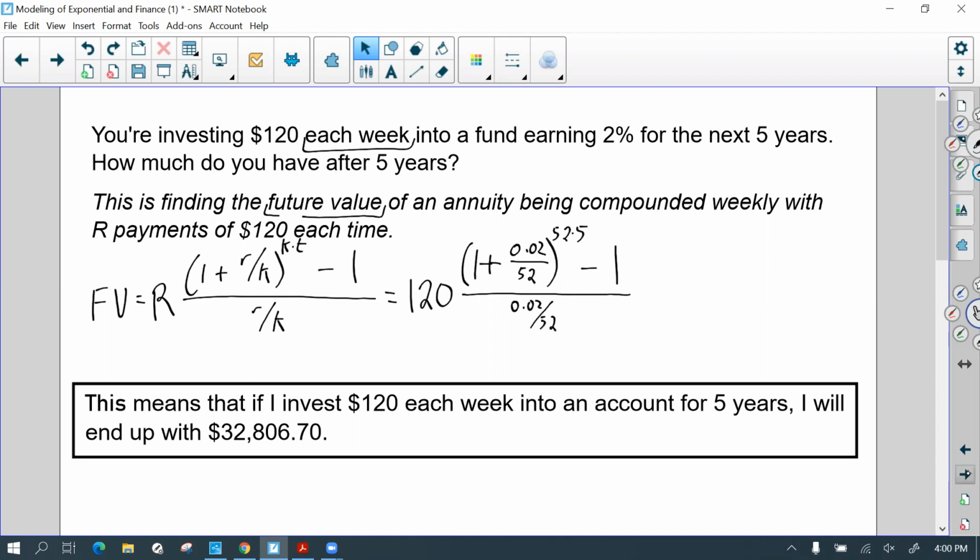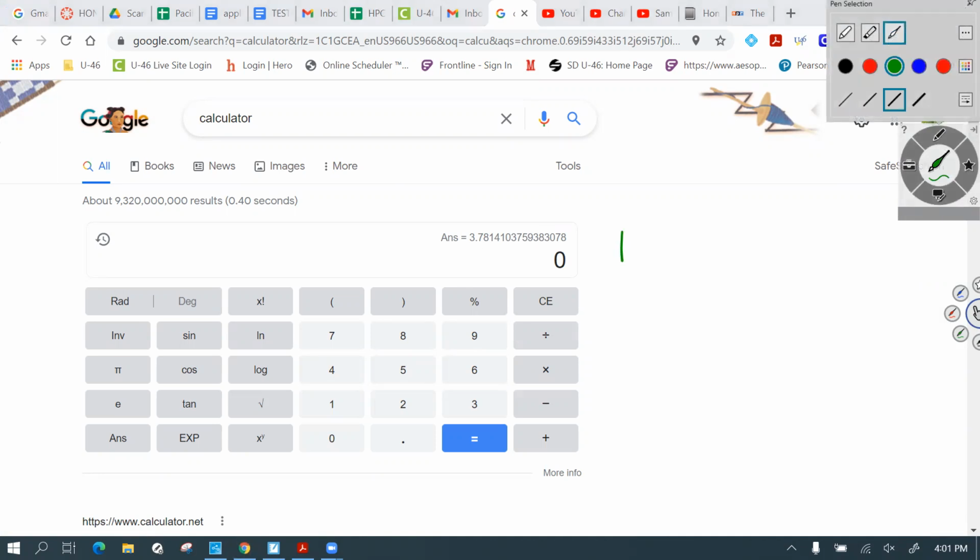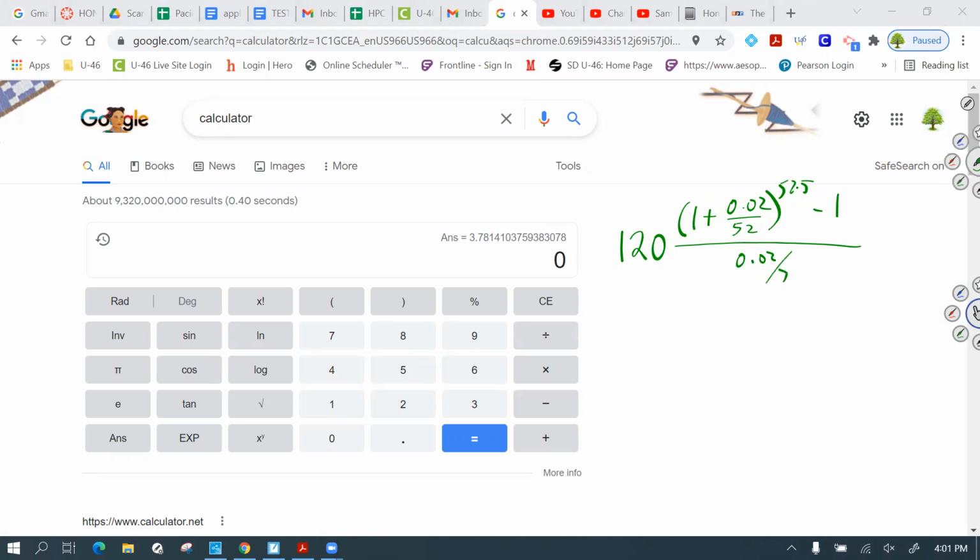We have to put this into our calculator very, very carefully. This will take some practice for sure. So I've got 120 times... So what you see here, there are no variables. This is all just a bunch of numbers multiplied, added together. So we could do this all in one shot. So you have 120 times what?